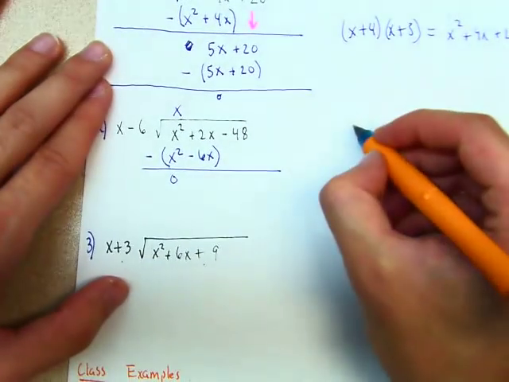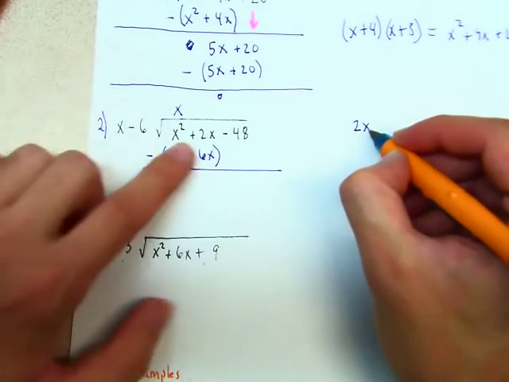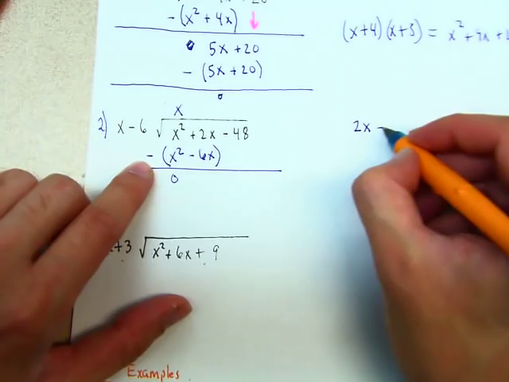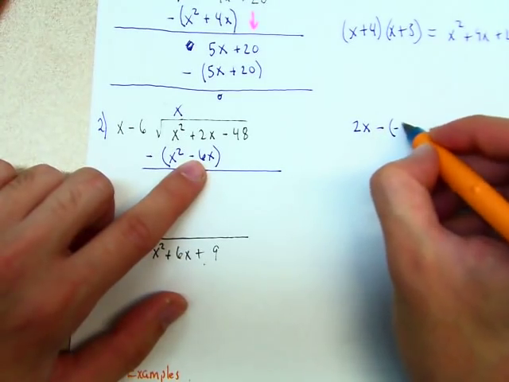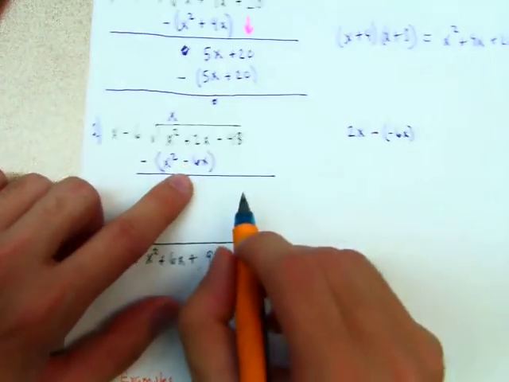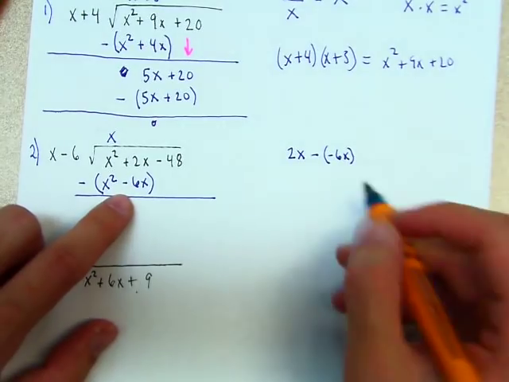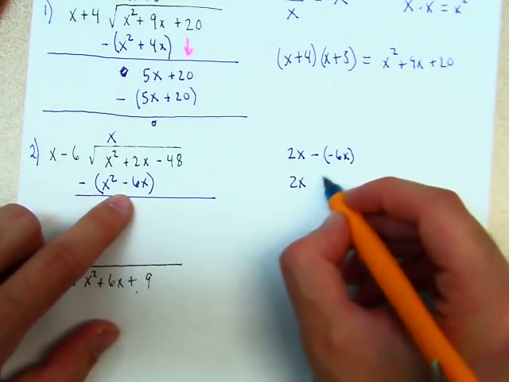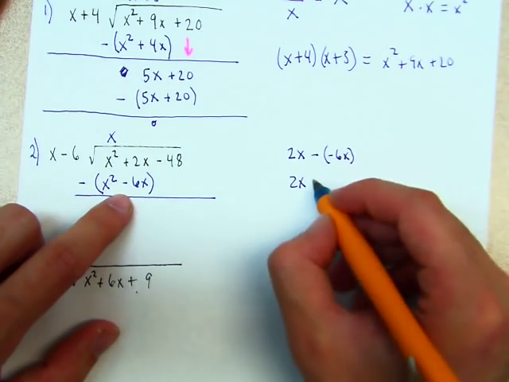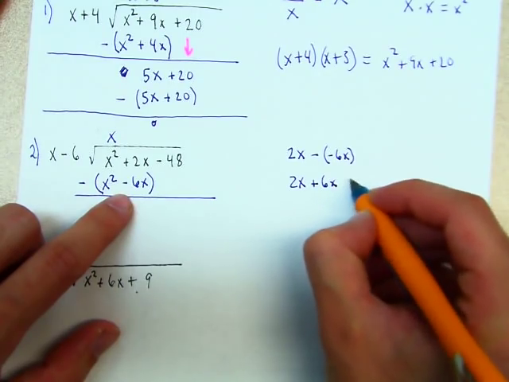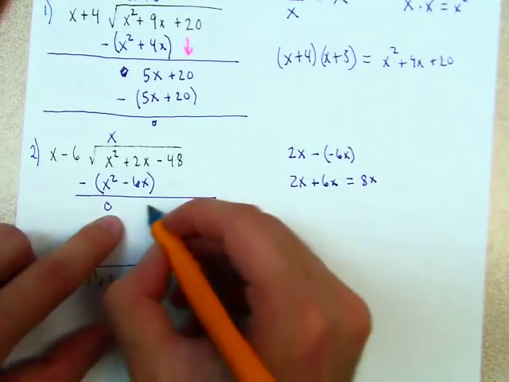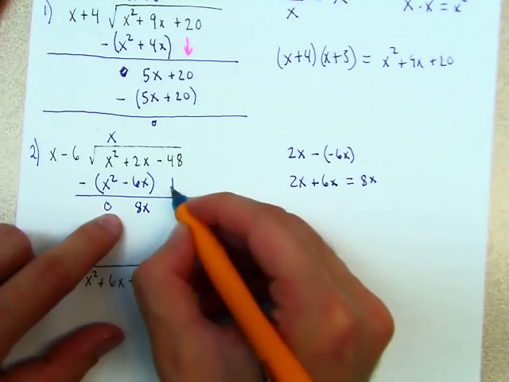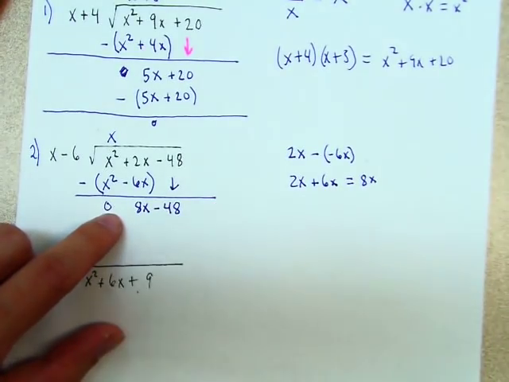Then positive 2x minus a minus 6x. Okay? So let's just write that out real quick. 2x minus a minus 6x. Okay, this is where you have to be a little careful. This is 2x minus times negative is positive, so it's positive 6x, and that is 8x. So this is 8x over here, bring down the negative 48.